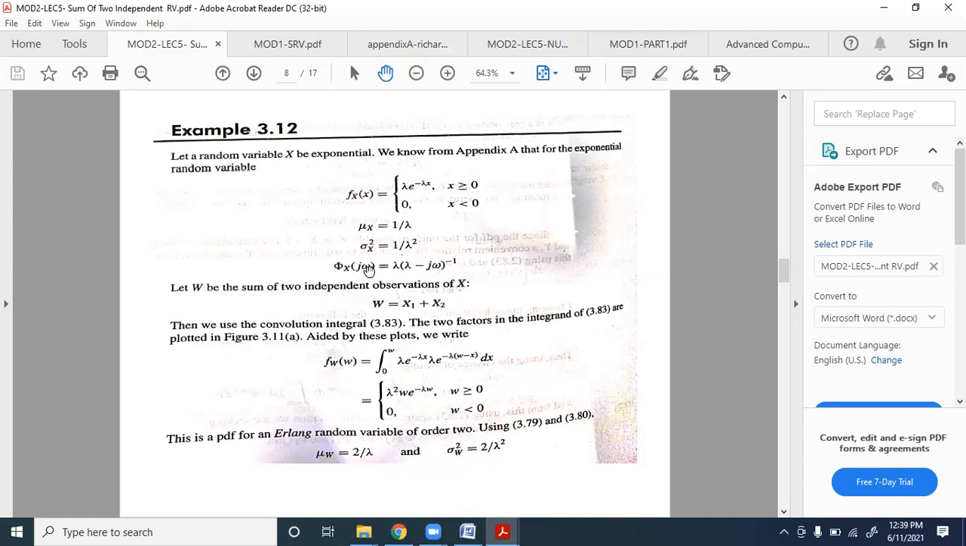So the characteristic function for W will be the squared function of this, that is, lambda squared into (lambda minus j omega) to the power of minus 2. Lambda squared divided by (lambda minus j omega) squared. That's the only term which we have, right? So that will be the characteristic function for the same.